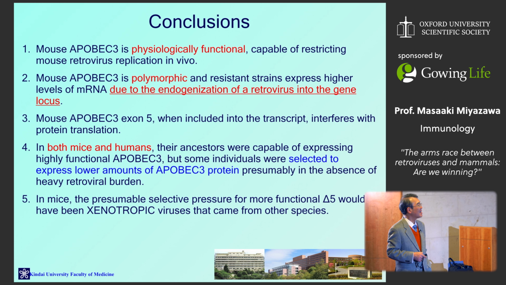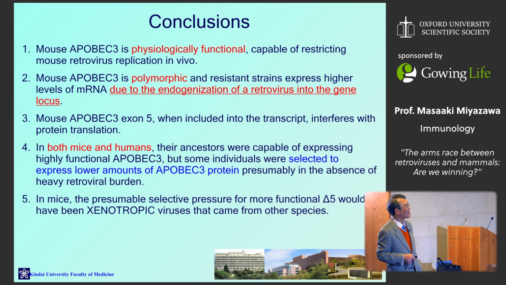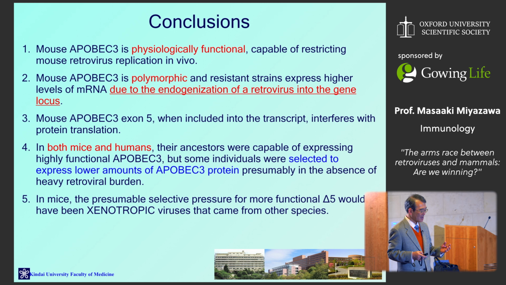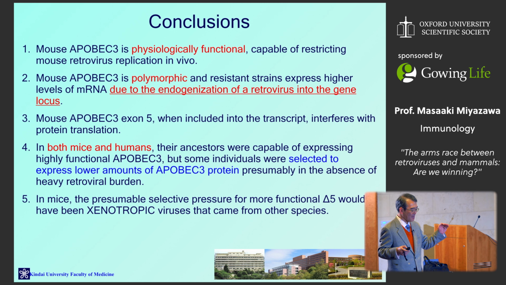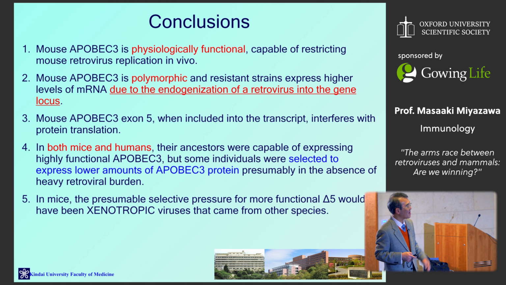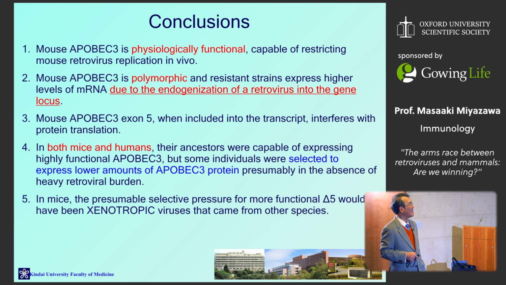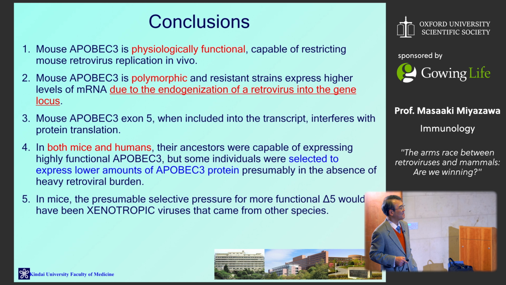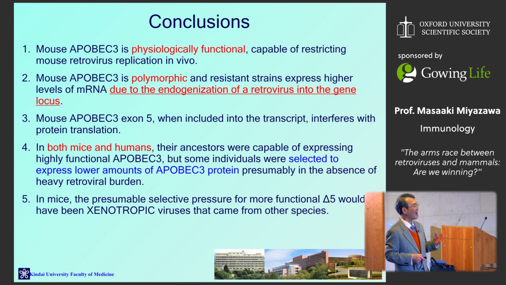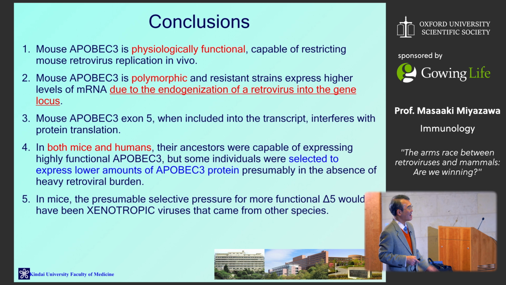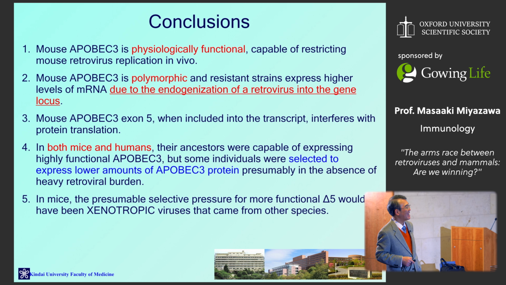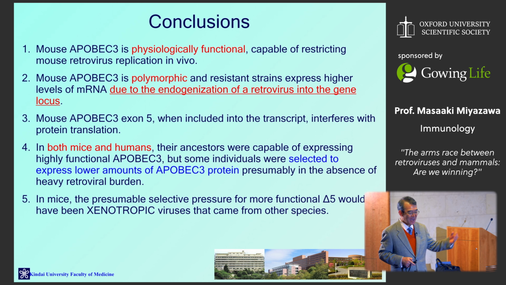protein expression. And I didn't have time to talk about humans, but a similar thing is known among humans. And the humans stopped expressing high levels of one of the copies of ApoBec3. And in mice, the presumable selective pressure for functional exon 5 lacking ApoBec3 would be xenotropic viruses that are coming from other species into mice.